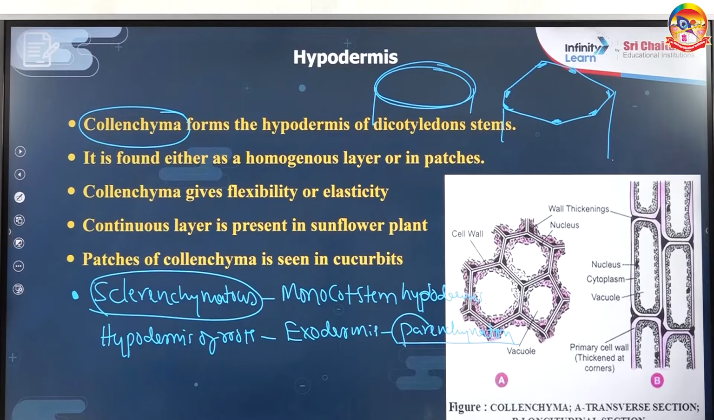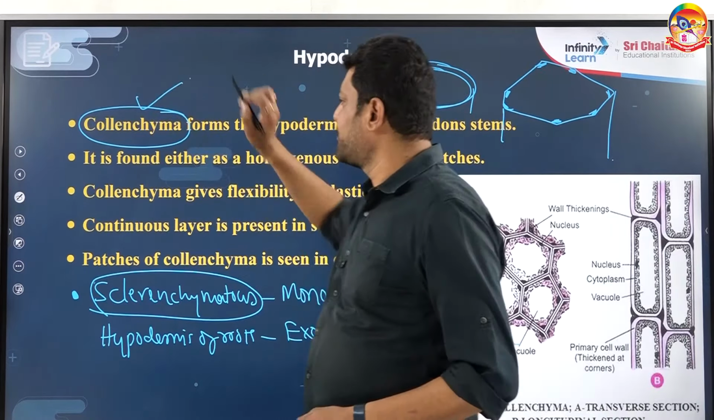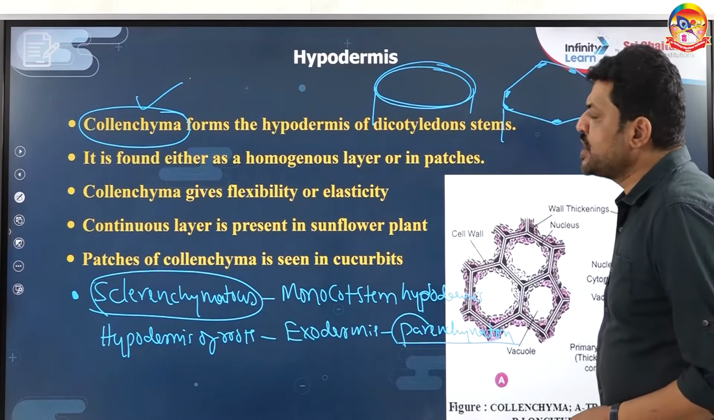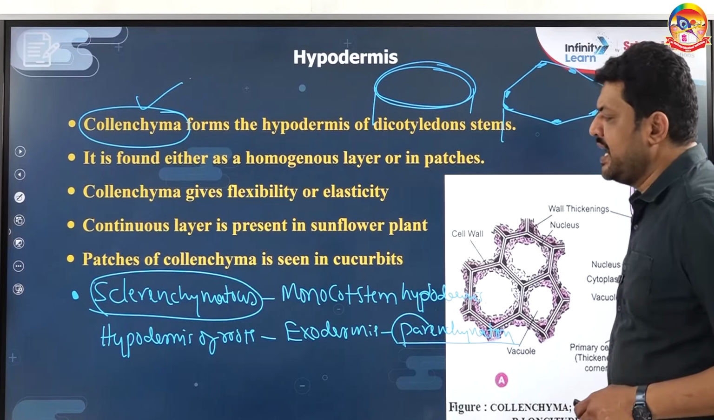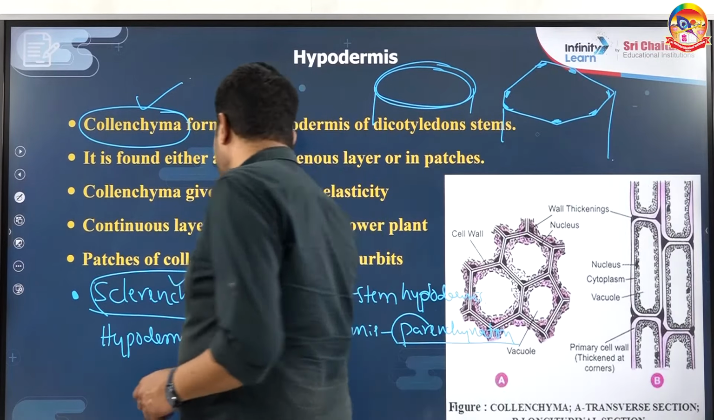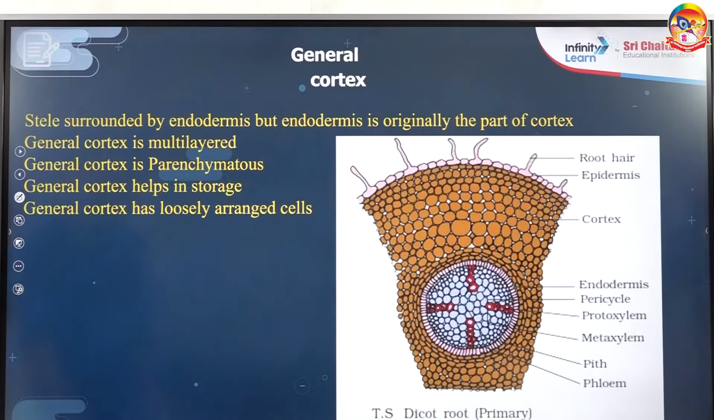High refractive index is there for collenchyma. Which of the following tissues has a high refractive index? Collenchyma. Collenchyma is also called living mechanical tissue, and sclerenchyma is called dead mechanical tissue. Clear? So let's see the next slide.